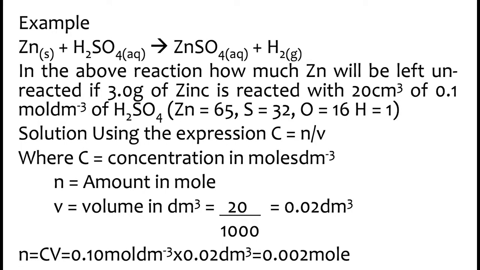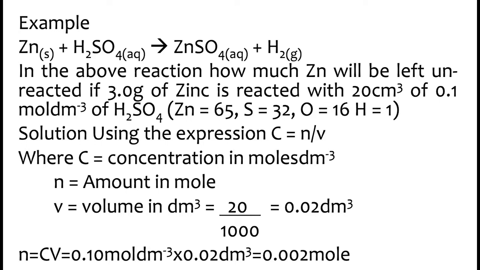It says zinc solid plus tetraoxosulfate 6 acid aqueous reacting to give you zinc sulfate plus hydrogen gas. It says in the above reaction, how much zinc will be left unreacted if 3 grams of zinc is reacted with 20 centimeter cube of 0.1 mole per dm cube tetraoxosulfate 6 acid.